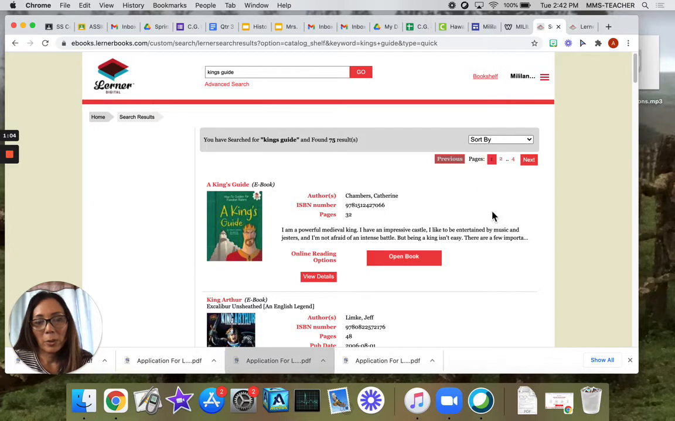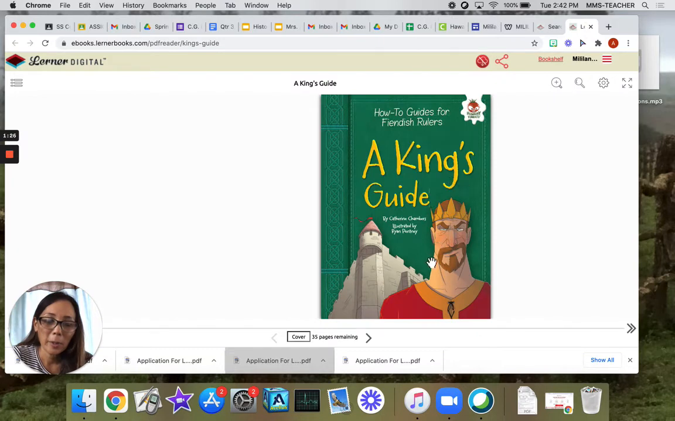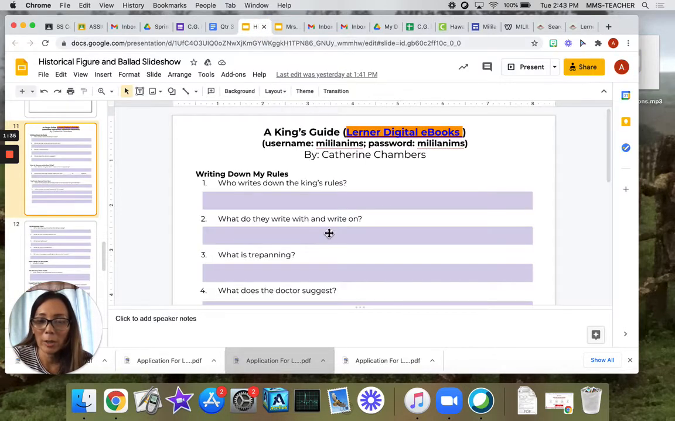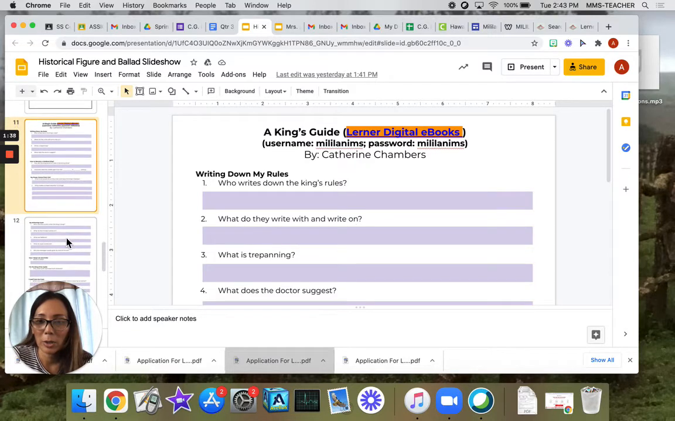And when you get to Learner Digital, after logging in with Middlealani MS, be sure to search for A King's Guide. And this is what the book looks like. The book looks like this, and it's about 35 pages long. So as you read the book, you're going to be answering the questions on slides 11, 12, and 13.